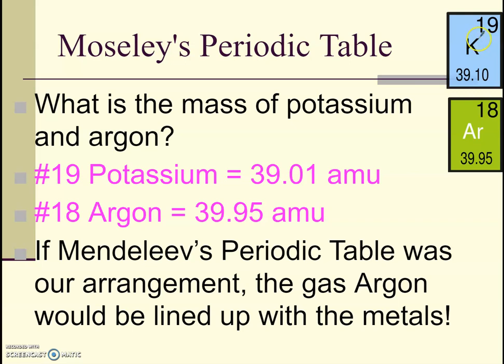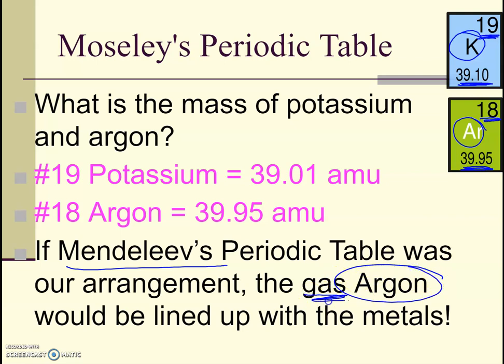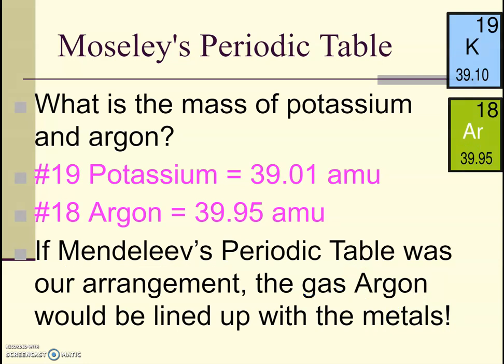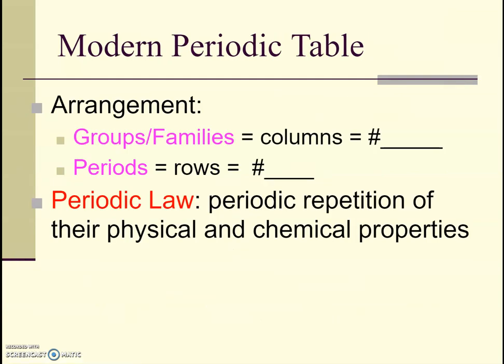Okay, so it's a good thing that Moseley ended up rearranging the periodic table, and I'll tell you why. All right, take a look at our potassium and our argon. Potassium's number 19 comes after argon, number 18. But potassium has a mass of 39.10 and argon is 39.95. If we would have left Mendeleev's arrangement, okay, the argon gas would be lined up with the metals, and the metal, potassium, would be over with the nonmetals. So it makes more sense to have this common arrangement of increasing number. It also makes it a lot easier to read with 1, 2, 3, 4, 5, 6, 7, 8, 9, 10.